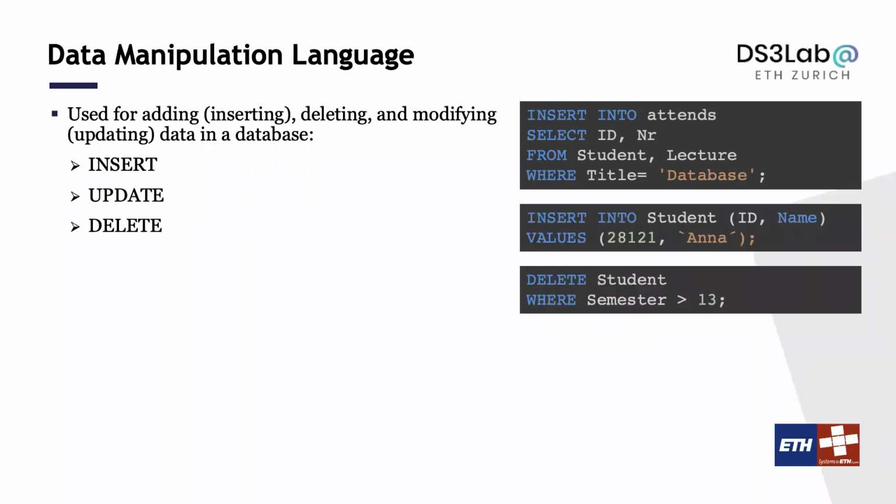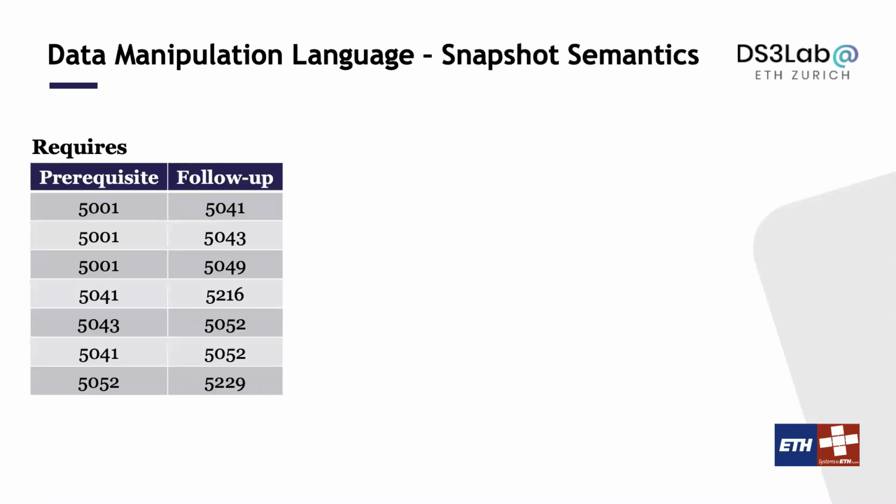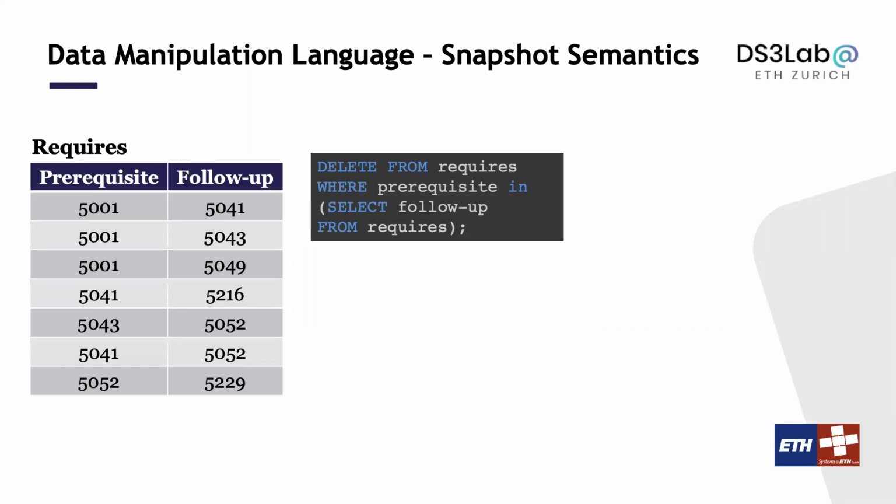So, for example, you can insert, you can delete, you can update. There's one tricky case that I really want to go through before we talk about views. Say I have a relation that looks like this: I have the prerequisite and I have the follow-up. My query is: delete from requires where the prerequisite is in (select follow-up from requires).